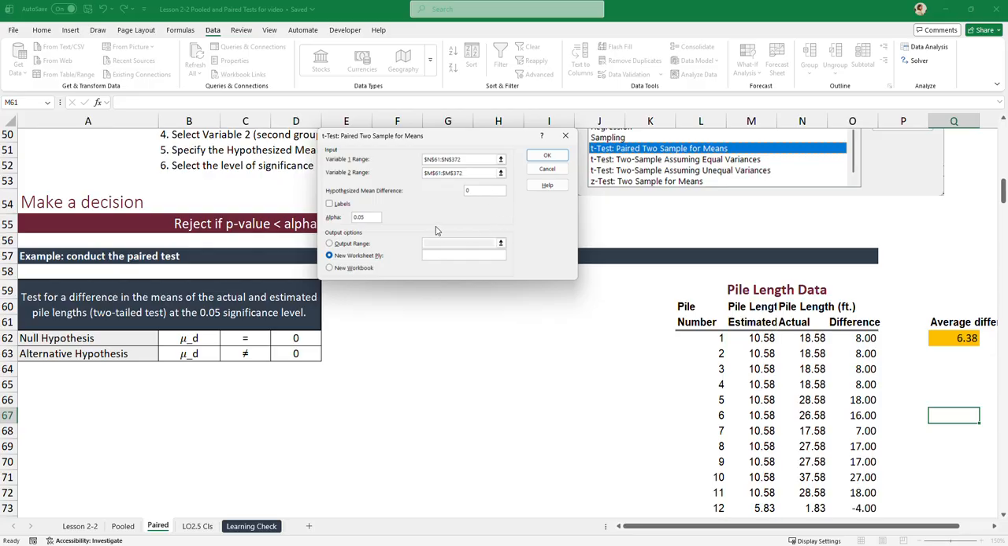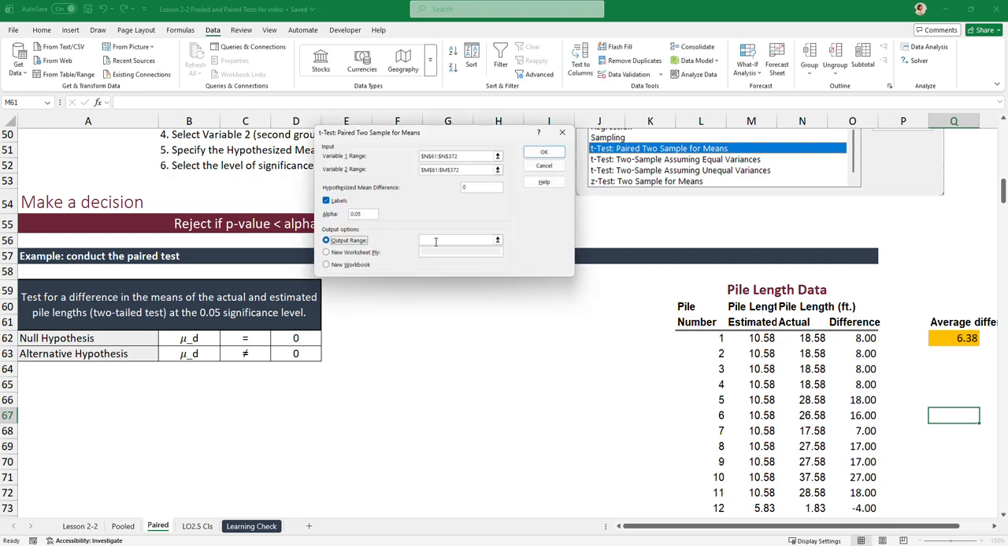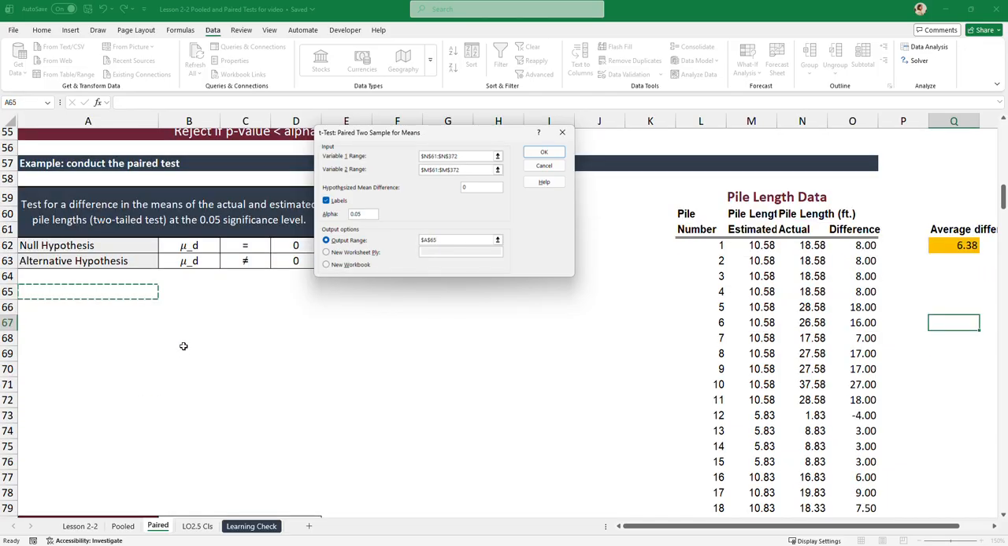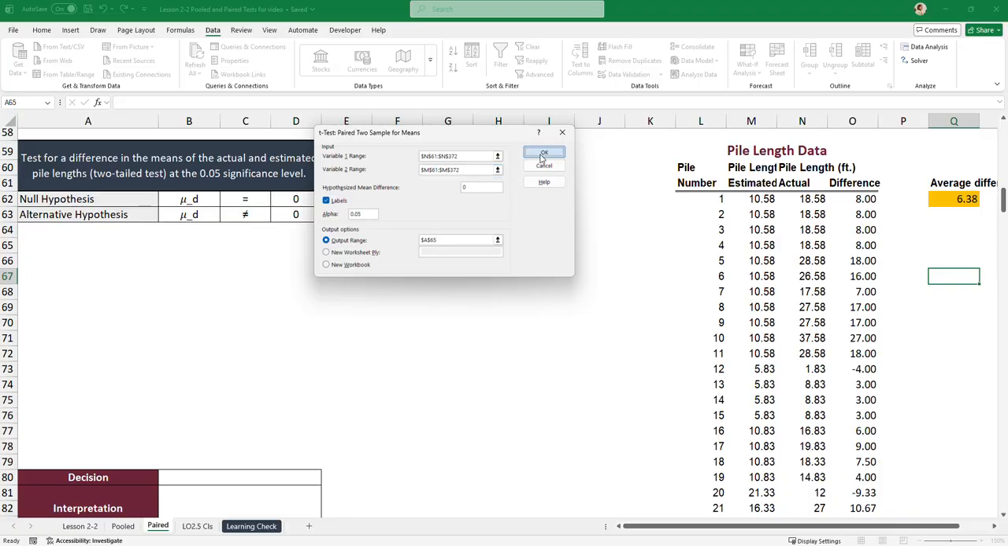For my hypothesized mean difference, I'll still have a value of 0. And this time I did select the labels just because of the way that it's sorted into two different columns. I have the headers for the columns, estimated and actual, already written out for me. If I check that box because I selected the labels, my final step is just for the output range, where I'm going to place it below my hypotheses.